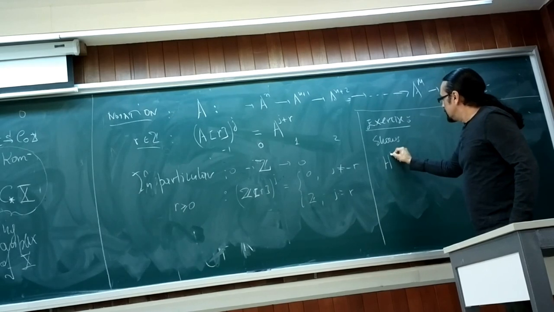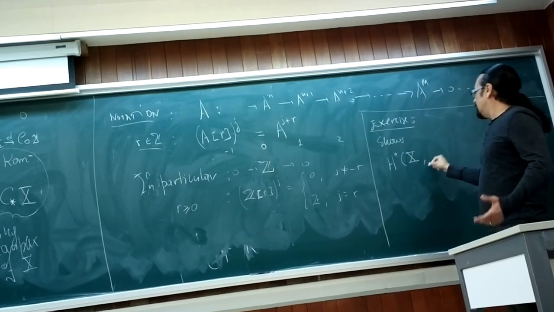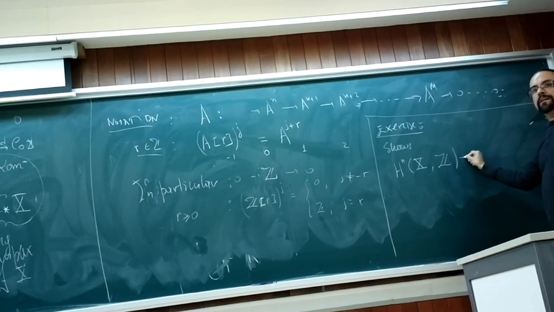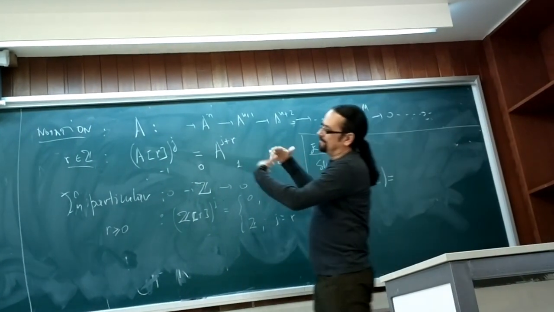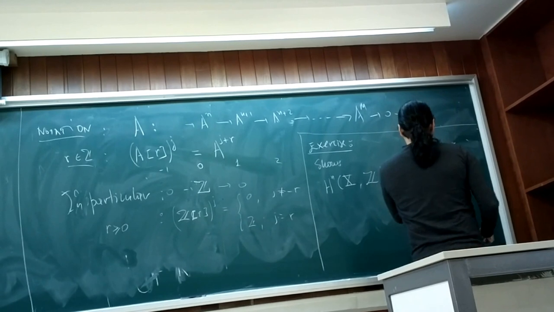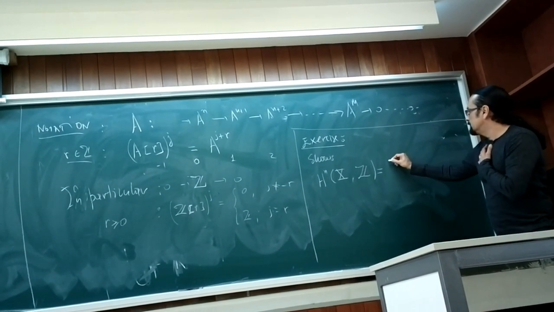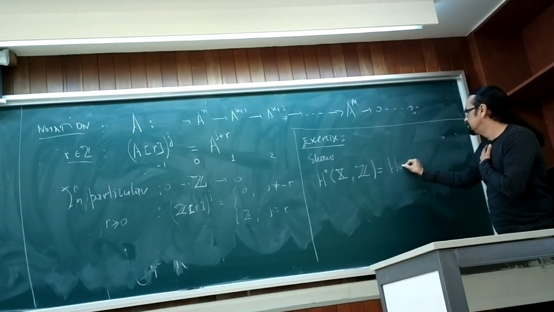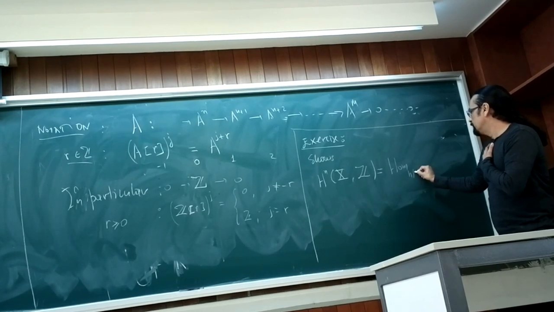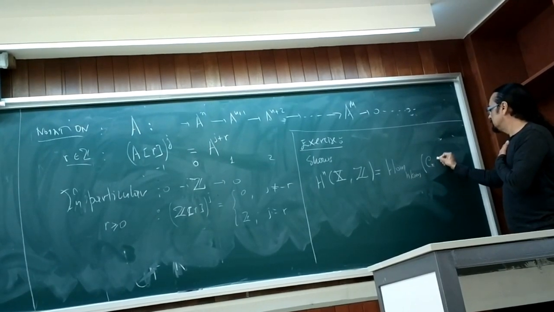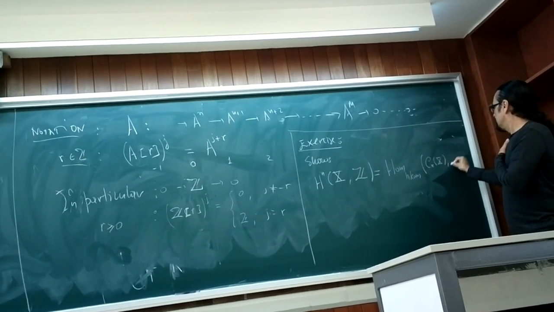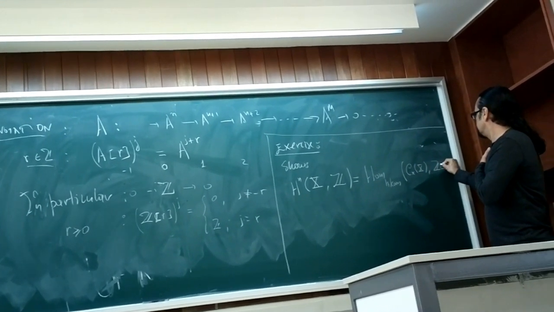That singular cohomology of X with coefficients in Z is the same as, in the world of the homotopy category of complexes, the maps in the homotopy category of complexes between this complex and this complex.